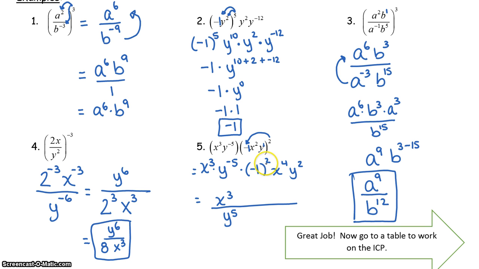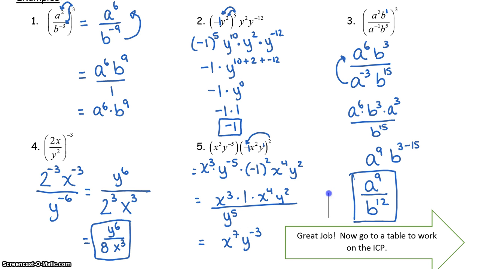Negative 1 times negative 1, which is the same thing as negative 1 squared, is 1. So I'm just going to write 1. We have x to the 4th, which will stay on the top because it's a positive exponent, and y to the 2nd will stay. Alright, so now to simplify, let's combine the bases of the x. Since it's multiplication, we're going to add 3 plus 4, which is x to the 7th. And we're going to subtract 2 minus 5, which is y to the negative 3.